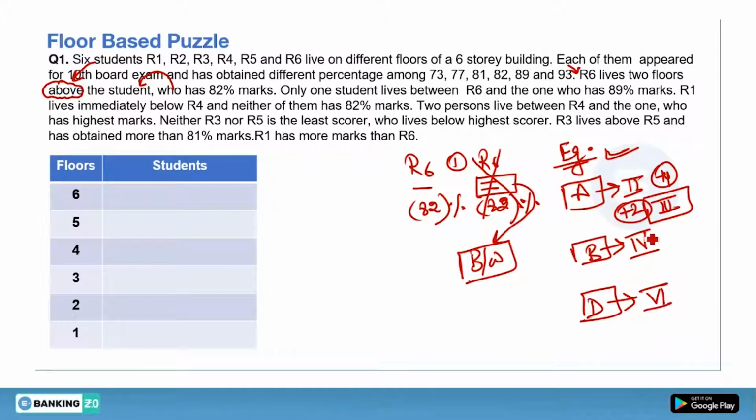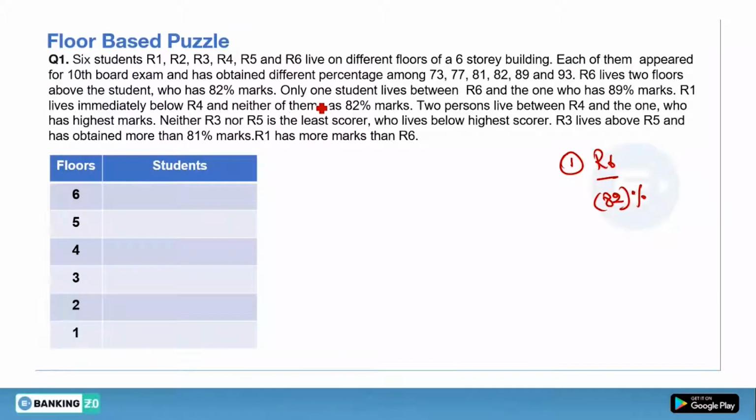So what is the gap between A and D? I can simply see there is a gap of 3 floors between A and D. That is third, then fourth, and then fifth. So if D is living 4 floors above A, there will be a gap of 3 floors between A and D. I hope it is clear now. Okay, so the next line is: only one student lives between R6 and the one who has 89% mark.